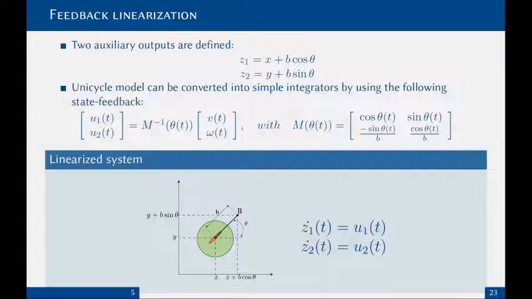Defining a B-point external to the robot and using a state-dependent and time-varying transformation, the unicycle model can be converted into two simple integrators. As a consequence, the state vector of the linear system is the two-dimensional position of the B-point. Notice that there is a potential singularity in the transformation matrix that can be avoided by choosing the B-point at a sufficient distance from the robot center.